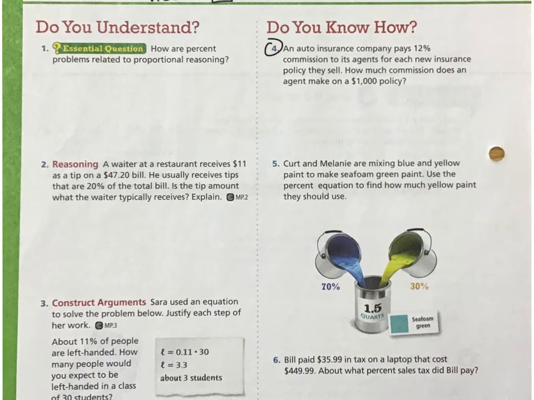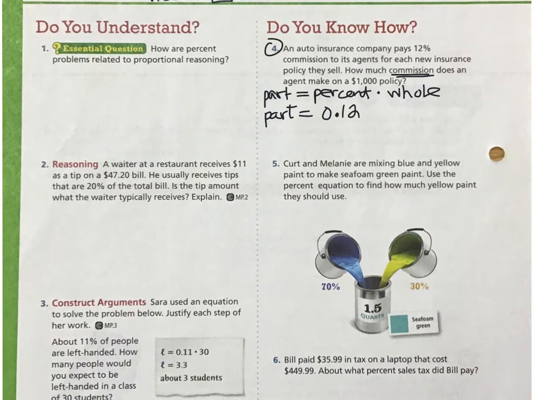Number 4. An auto insurance company pays 12% commission to its agents for each new insurance policy they sell. How much commission does an agent make on a $1,000 policy? So going back to our percent equation, it says part equals percent times whole. And what we're looking for is the part, that is the commission amount. How much money does that agent make?